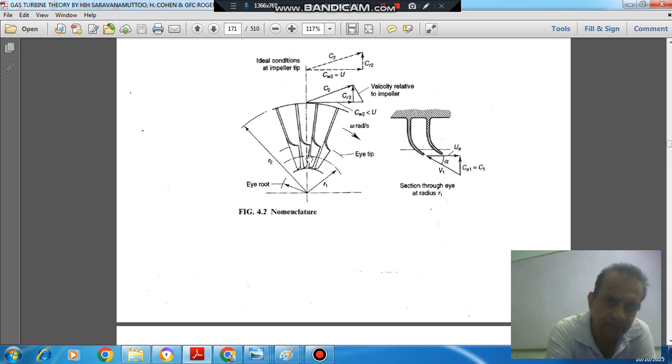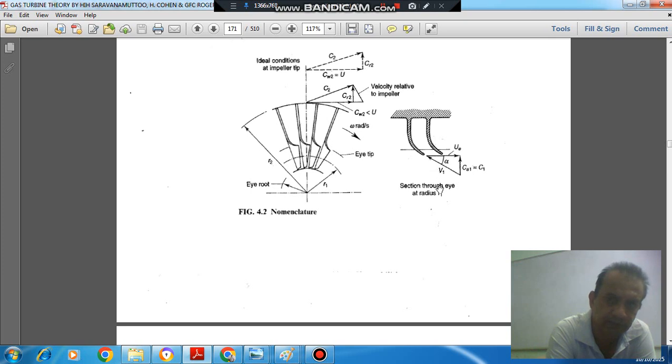At this particular section, the speed of the impeller is U, and the air is entering the impeller axially, perpendicular to the page in this diagram. Axially means along the axis of the shaft. So the velocity of air has only one component at the inlet, that is the axial component CA1, and this is the velocity of the impeller. So this will become the relative velocity.